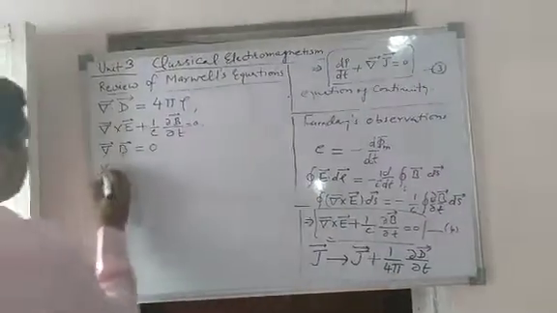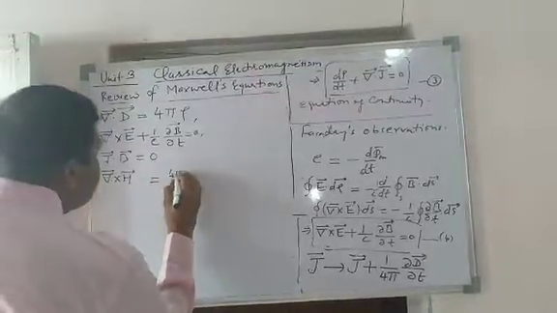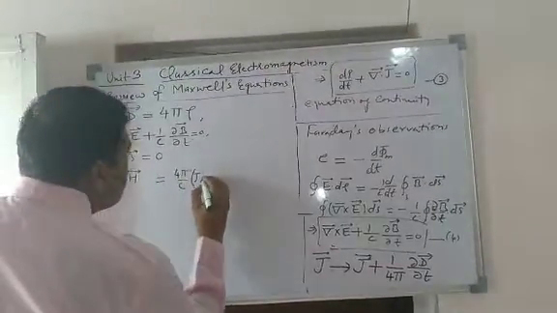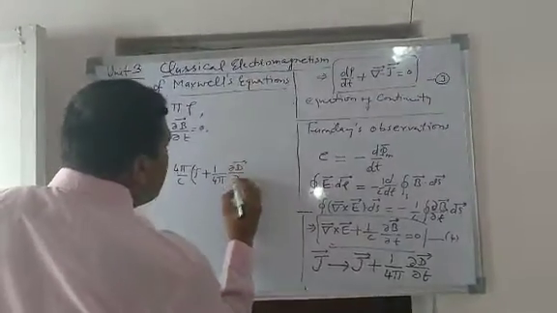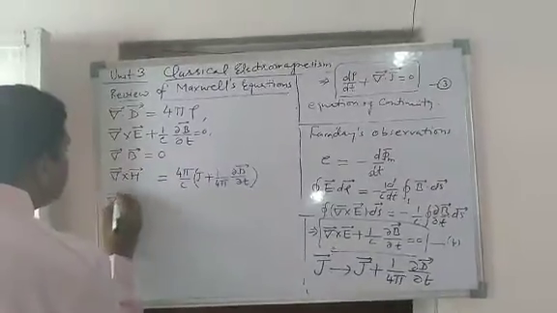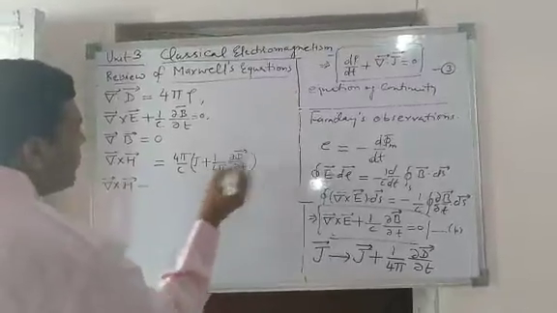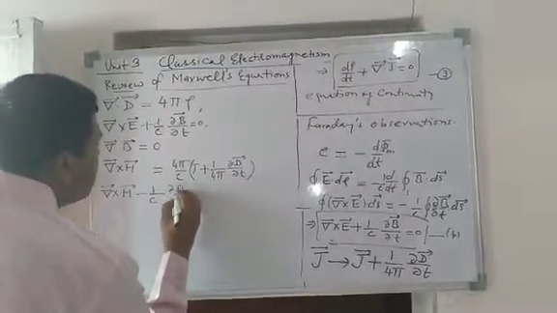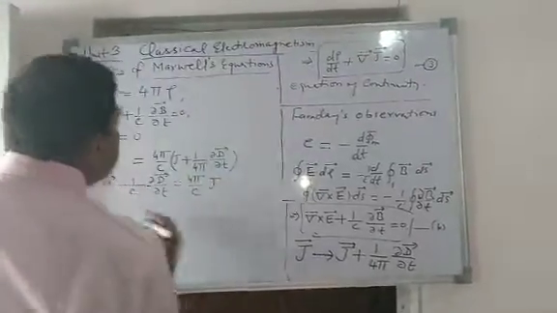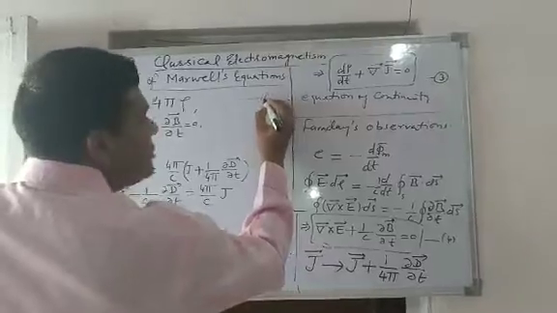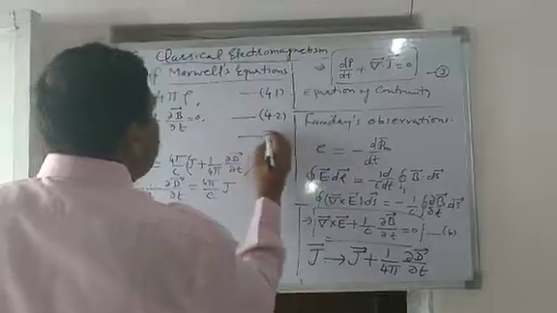However, the fourth one is del cross H, which was 4 pi by c J, but now J is modified to J plus 1 over 4 pi del D by del t. Therefore this relation becomes del cross H minus 1 over c del D by del t equal to 4 pi by c J, where the 4 pi cancels. So now we have these four Maxwell's equations in the correct form.